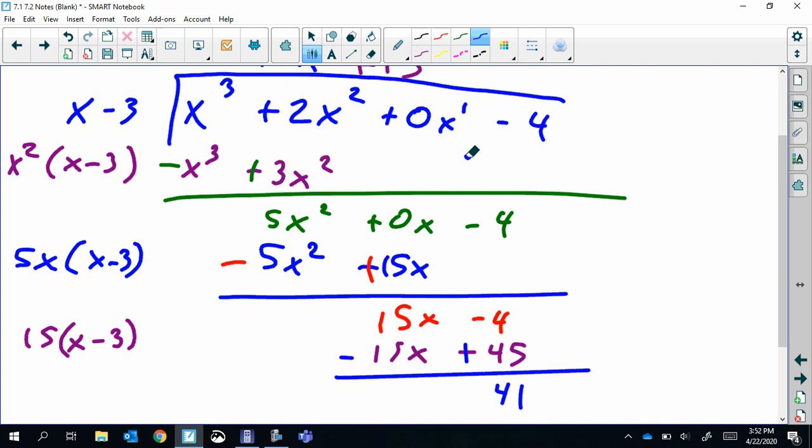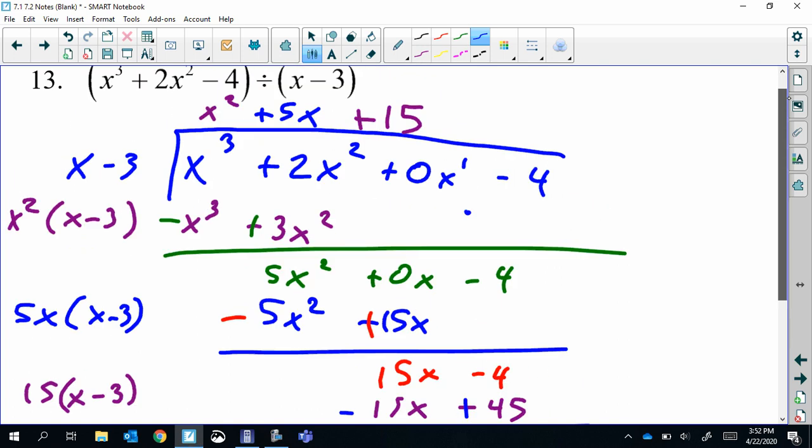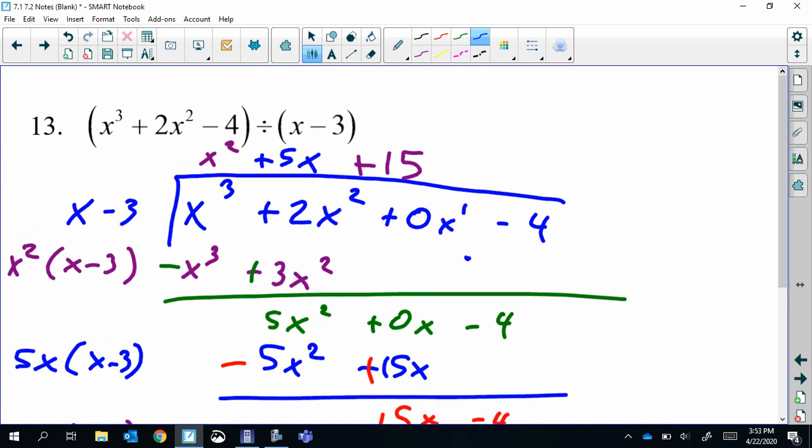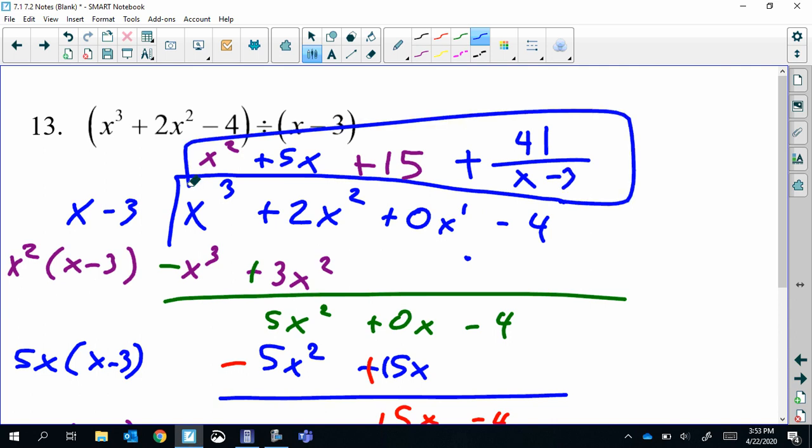So we say plus the remainder. Plus the remainder of 41 over the thing we divided by, x minus 3. Your remainder is always just the fraction part at the end.